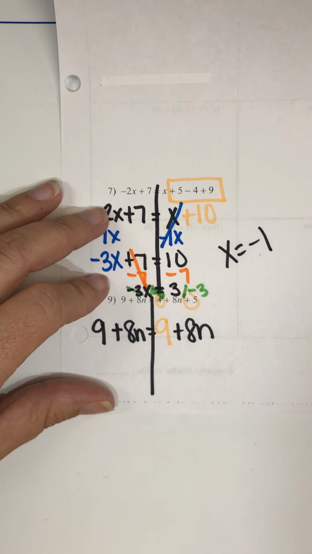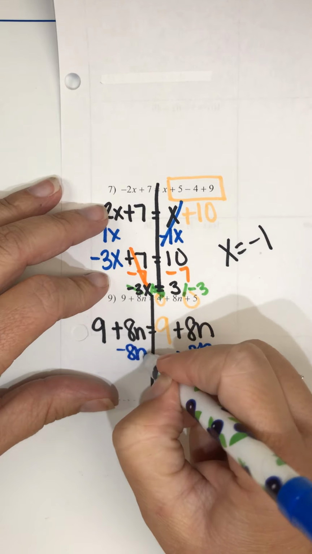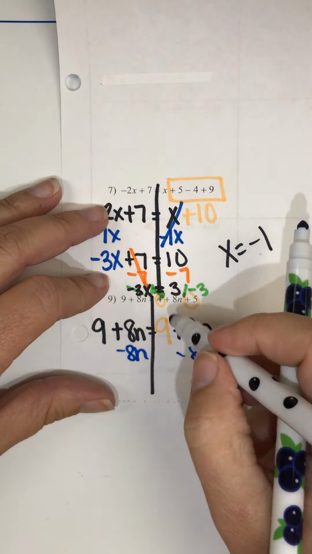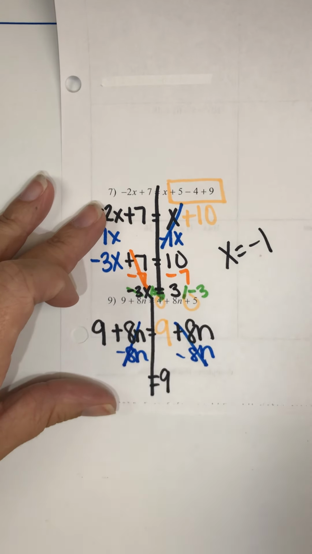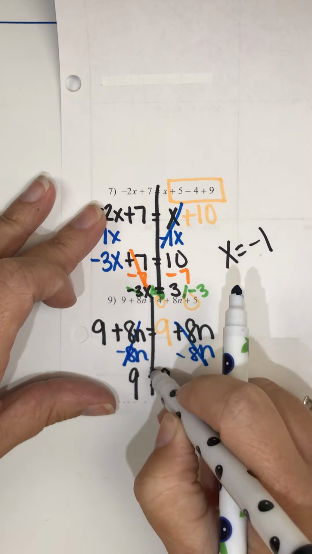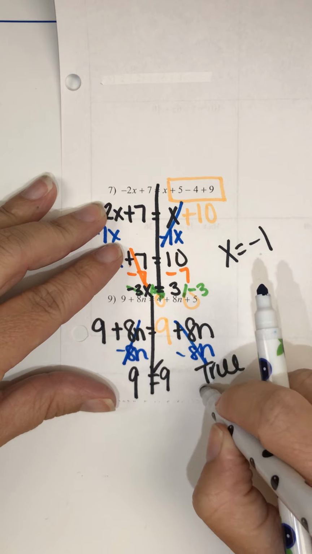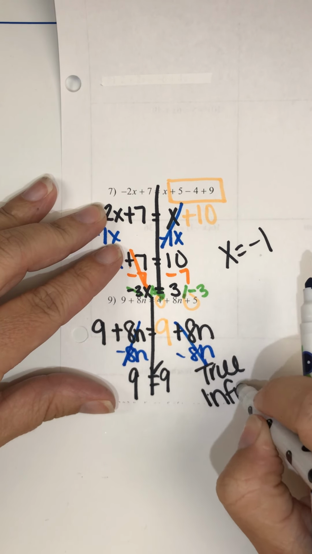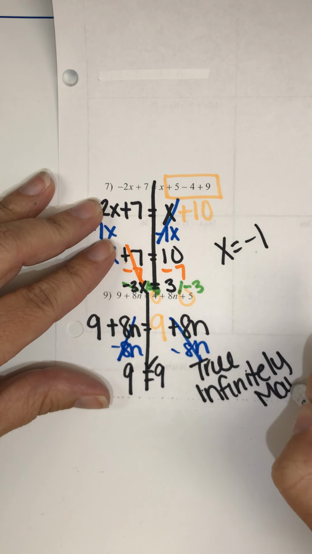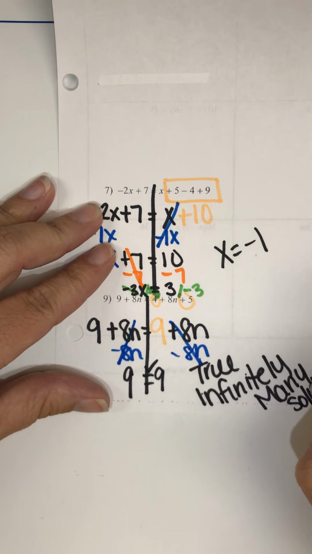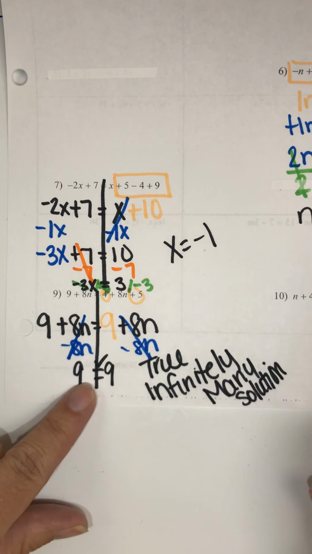We're going to move that variable term. I'm going to subtract this 8n on this side. So these cancel. I'm left on this side with a positive 9 equals 8n minus 8n is 0. So I'm left with a 9 on this side. Notice 9 equals 9. So when it's a true statement, the answer is going to be infinitely many solutions. You may hear it called all real numbers as well. So that's only when it's an equal to.